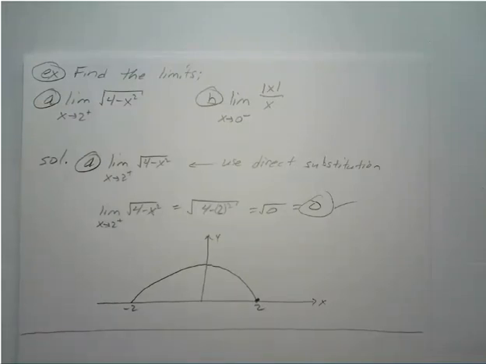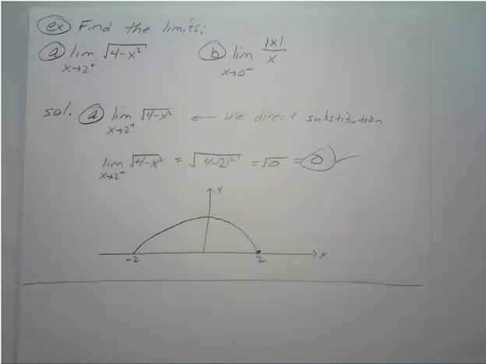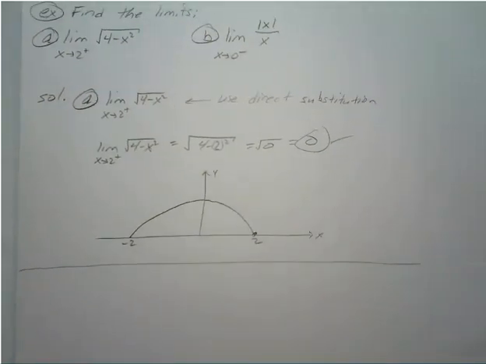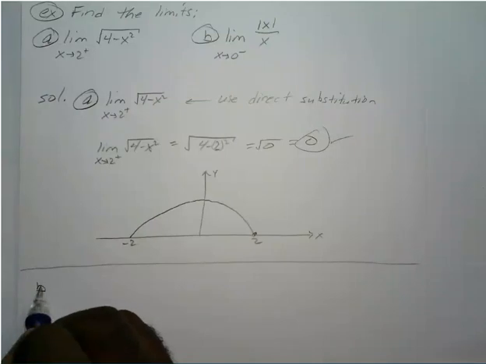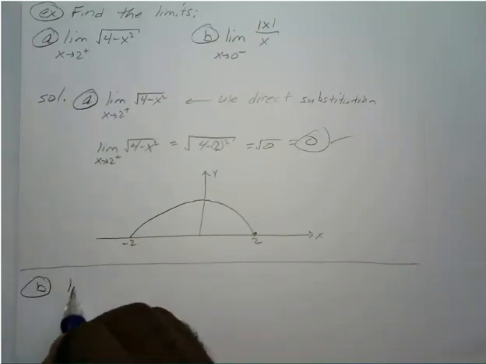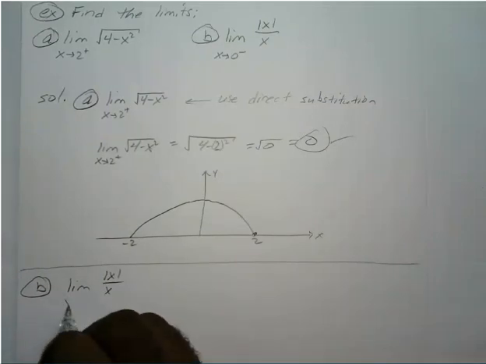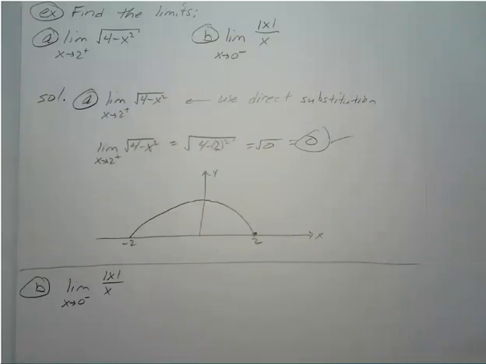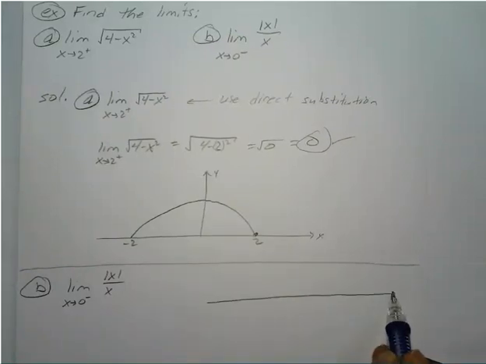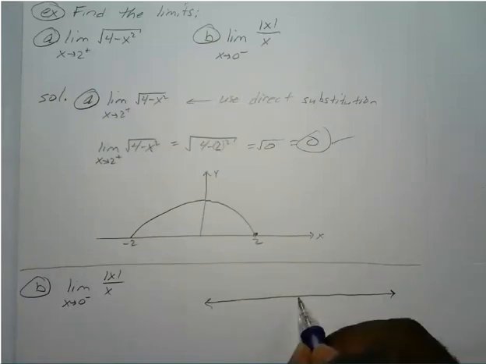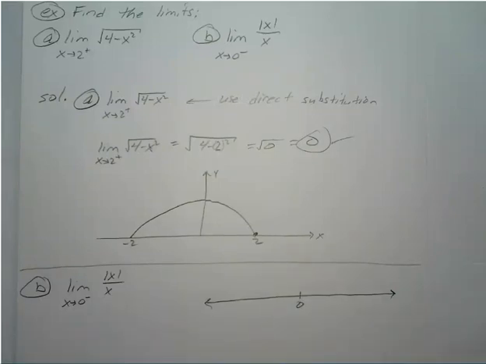Now, let's look at a problem where you can't use direct substitution. Okay, so let's say for problem B, you have the limit of the absolute value of x over x as x approaches 0 from the left. Now, drawing a number line here may help, even though it's a crooked number line. Hopefully that doesn't bug you too much. So what if that's our 0?